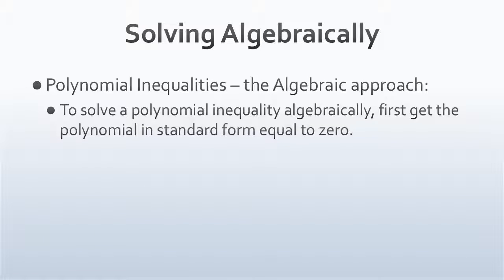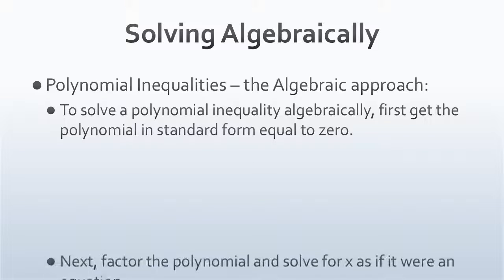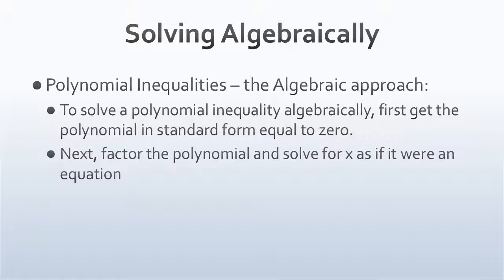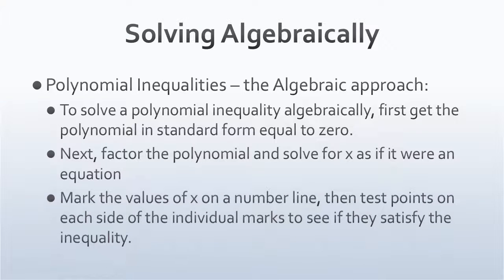To solve a polynomial inequality algebraically, what we need to do is get the polynomial in standard form equal to 0. Then we're going to factor the polynomial and solve for x as if it were really an equation. We're going to make a number line and mark the values of x on a number line. Now what this will do is it's going to divide our number line into regions. So these values are going to put walls up on our number line, put boundaries up.